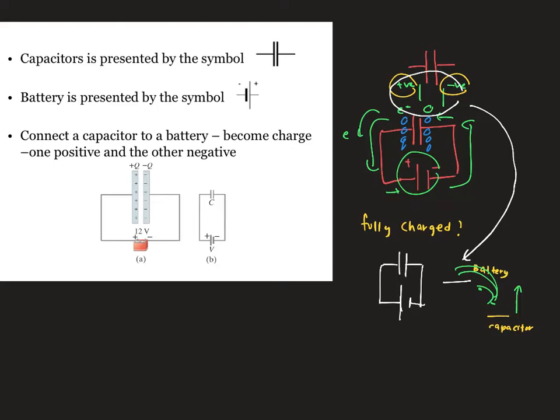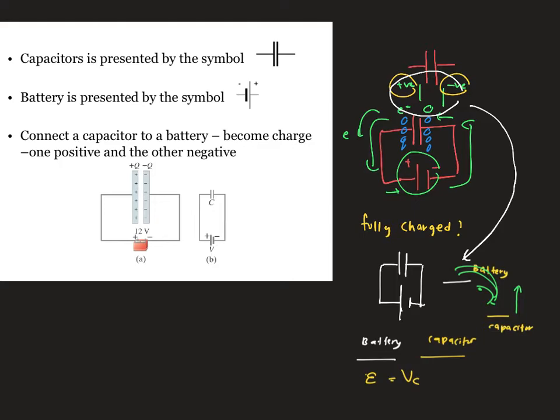So the level of the battery and the capacitor will become equal, and that's the moment when the charge is not going to move anymore. That's when you can call it fully charged, which means the potential difference of the battery, which I'm going to denote as EMF, will be equal to the potential difference at the capacitor. That's how you know whether it's fully charged or not.